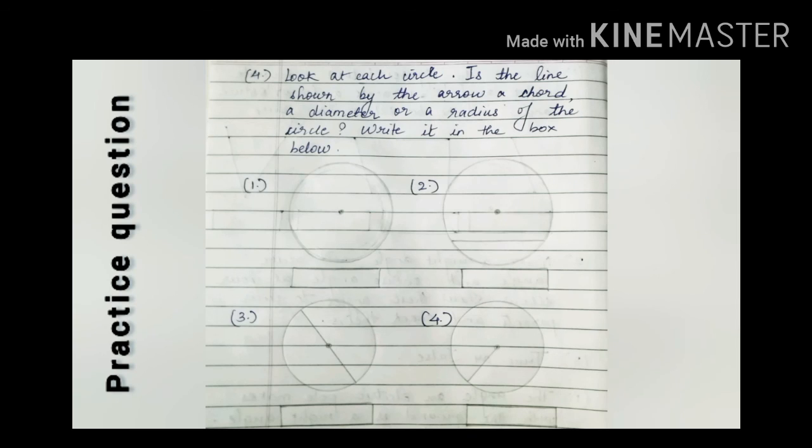Fourth question, look at each circle. Is the line shown by the arrow a chord, a diameter or a radius of the circle? Write it in the box below. Remember, I told you the center of the circle is the point at the center of the circle. Then chord is half of the diameter. Diameter is half of the circle.